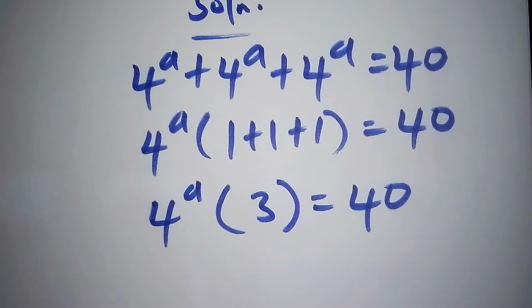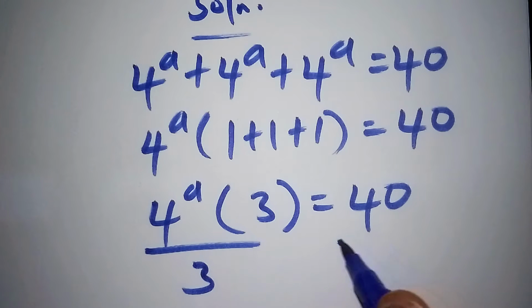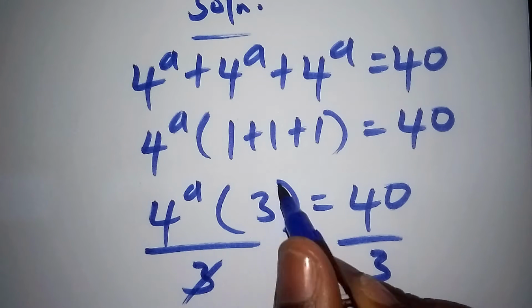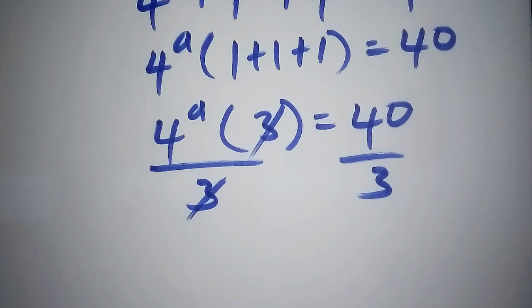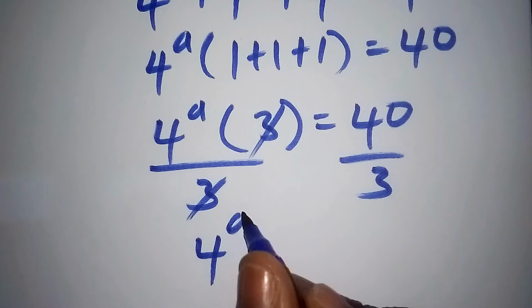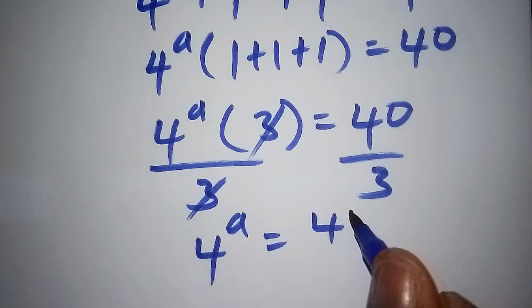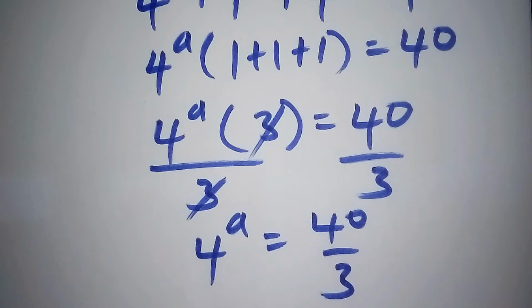What is the next step that you shall do? The next step is to divide both sides by 3, so 3 by 3 shall cancel. Now we shall have 4 to the power of a is equal to 40 all over 3.